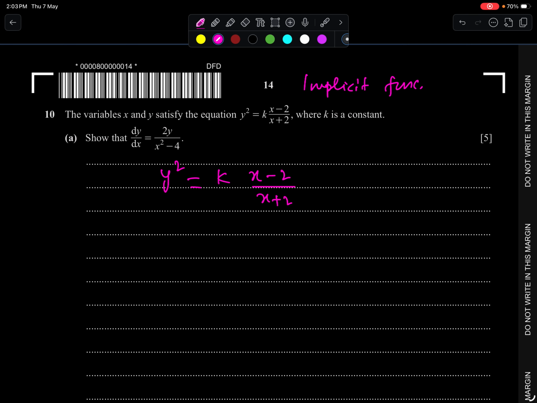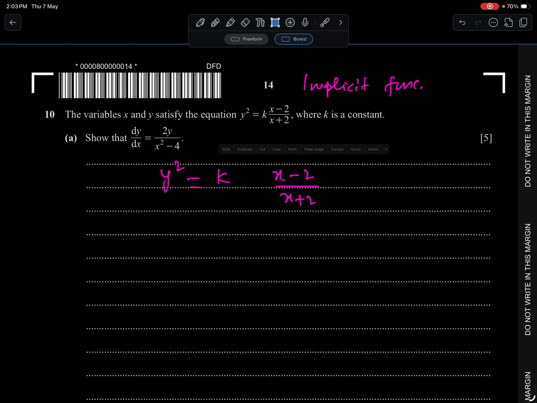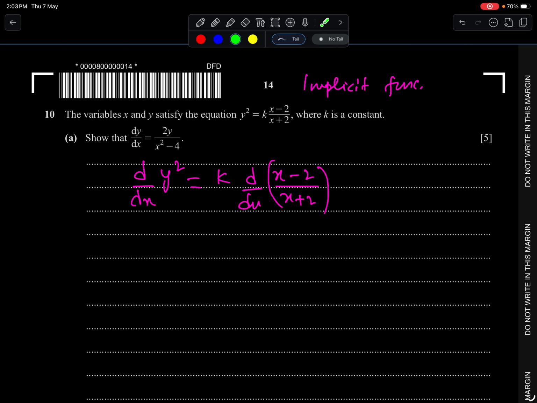Now we have to find dy upon dx. So taking d upon dx on both sides. I am taking d upon dx on both sides at this step while copying the question. Since this is the coefficient, we can write this before d upon dx. Now this is u upon v, so the formula is v squared, v u prime minus u v prime.